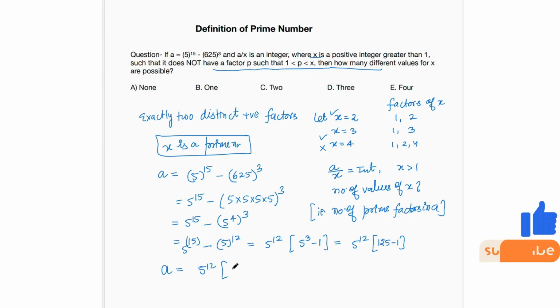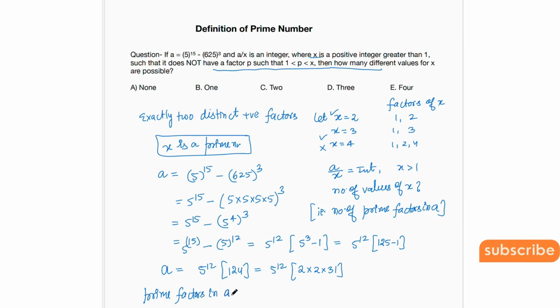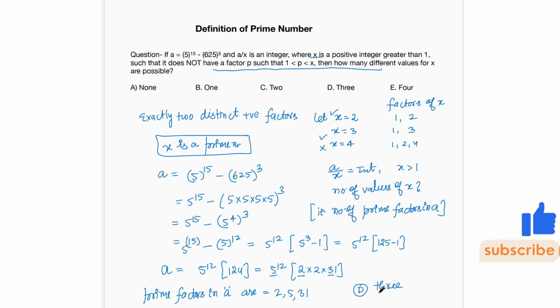times 124. If I further break it down, 5 raised to power 12 into 2 times 2 times 31. So if I have to see the prime factors in A, those prime factors are one is 2, one is 5, and the other one is 31. So hence I can say there are 3 different values of x which will satisfy the given condition.